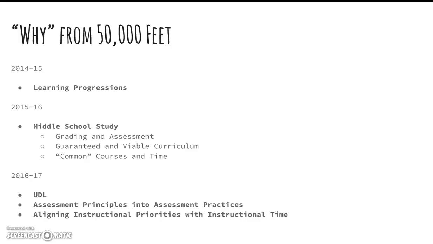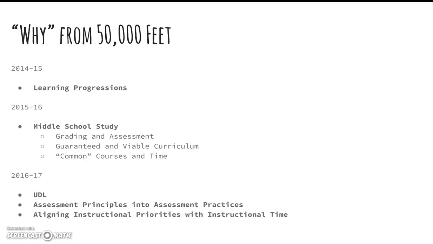And then the last thing is common courses and time. By common courses, I'll give you an example. Why does Badger Ridge offer German and Savannah Oaks doesn't? On the flip side with time, why does Savannah Oaks have 80 minutes for math and language arts each day and Badger Ridge only has 43?